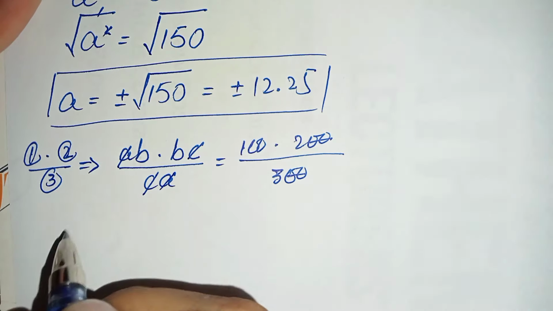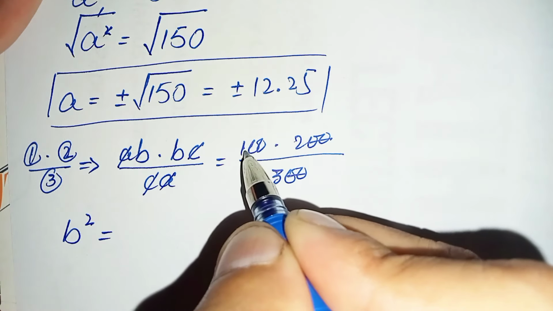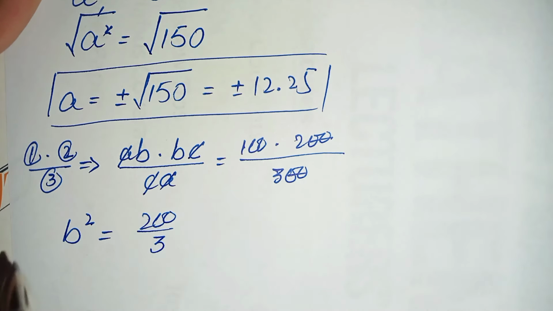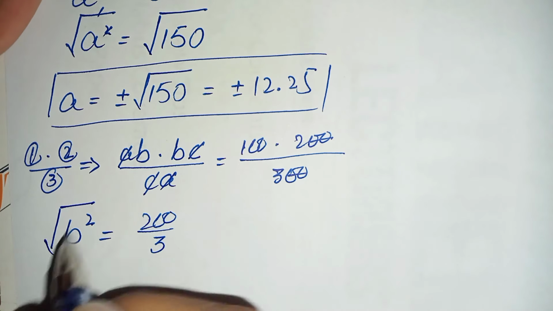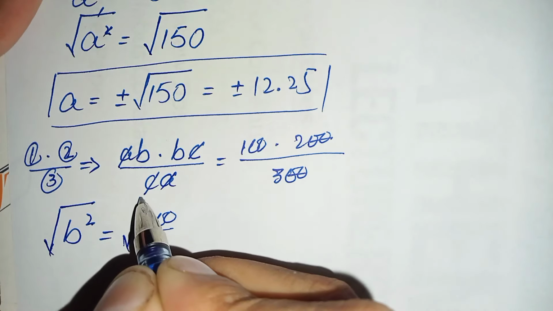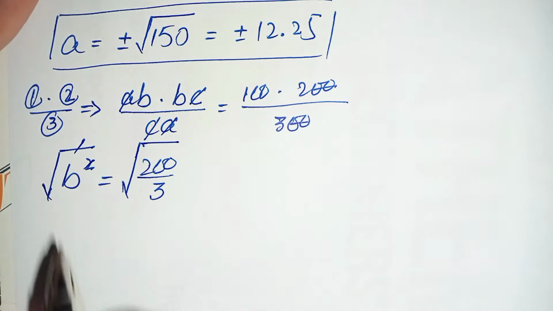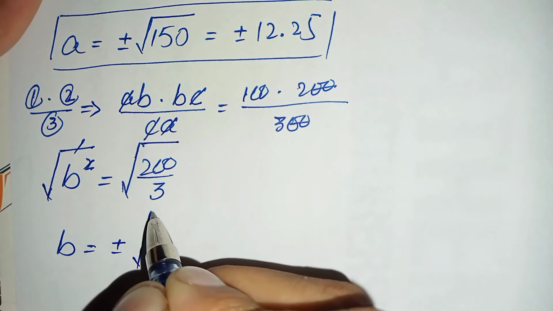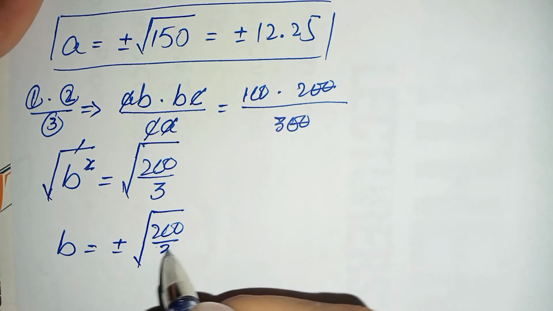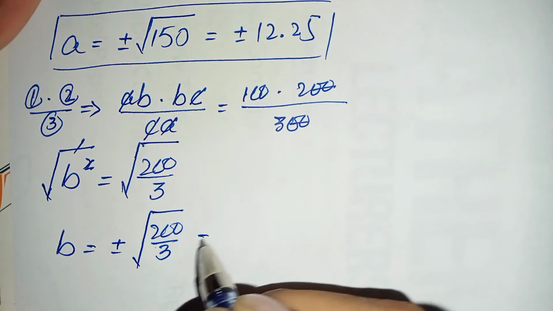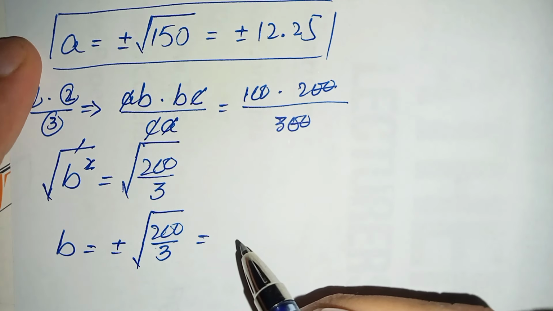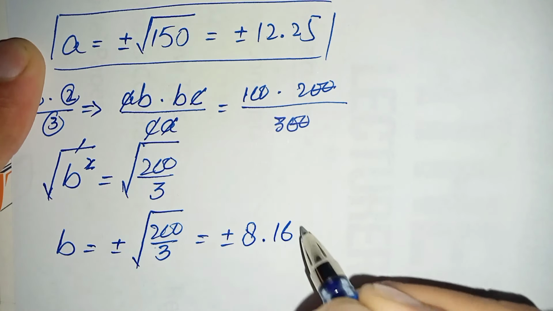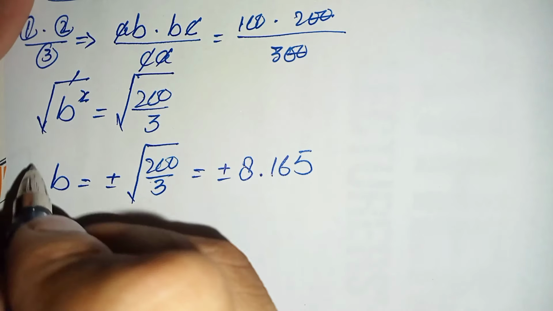So it will become B times B, which is B square is equal to 100 times 2, which is 200, divided by 3. Now again, to find the value of B, we will take square root on both sides because there is a square on B. So the square and square root will be cancelled. So B is equal to plus minus square root of 200 divided by 3, which is our answer in terms of square root. And if we calculate this value in terms of decimals, it will become plus minus 8.165 up to 3 decimal places. So this is the required value of B.